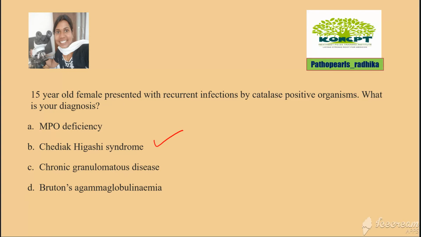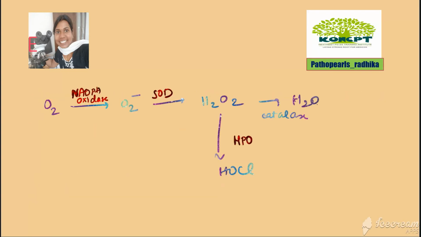To understand the infection by catalase positive and catalase negative organisms, you need to understand the basis. I was telling you the cellular events of inflammation: margination, rolling, adhesion, transmigration, chemotaxis and all. Chediak-Higashi was due to defective phagocytosis and phagolysosome fusion. The disease I'm going to discuss today is due to a defective killing mechanism. When you want to kill a microbe, your cell needs to generate free radicals. That's how your cell is going to kill the microbe.